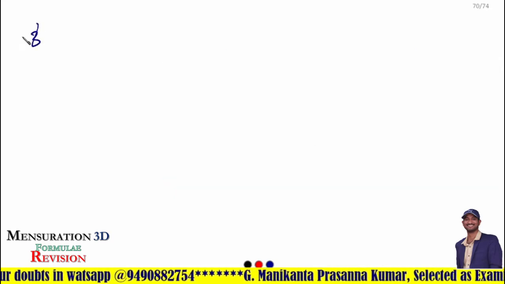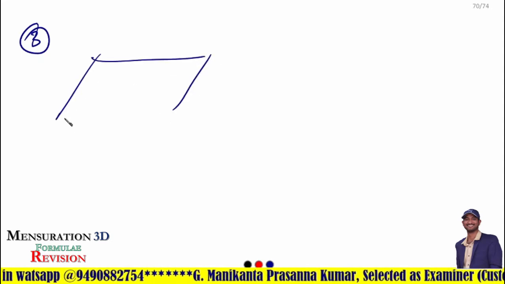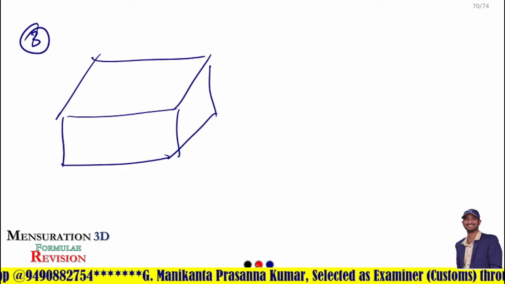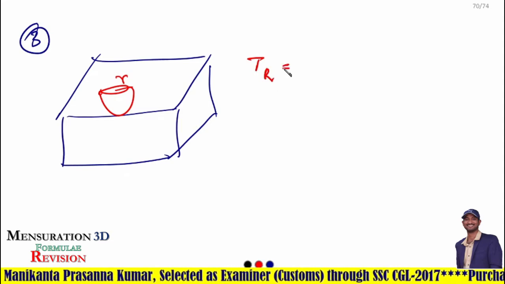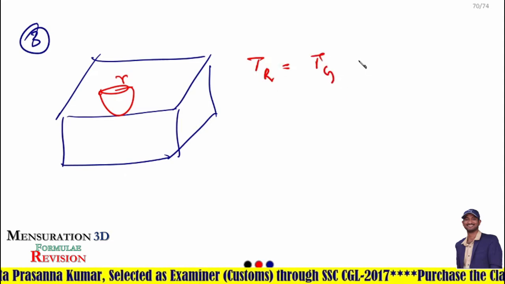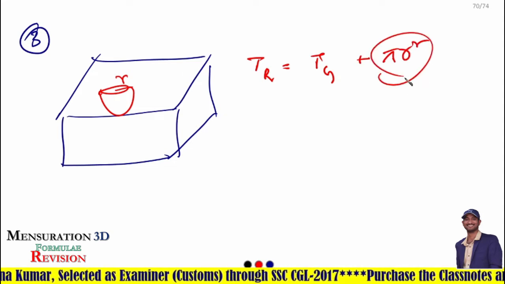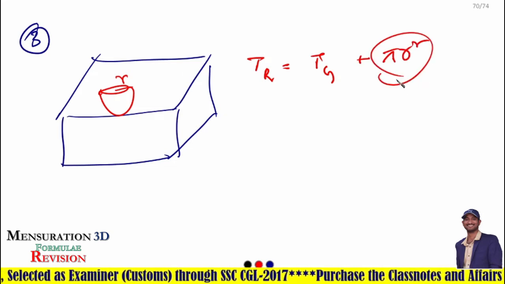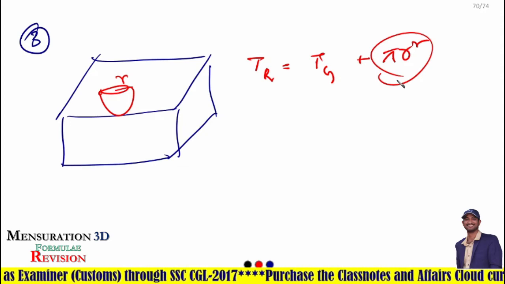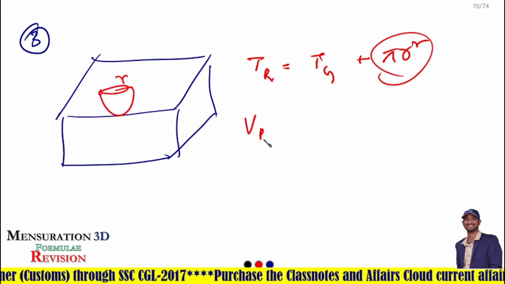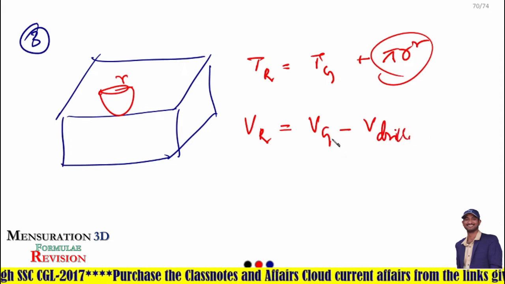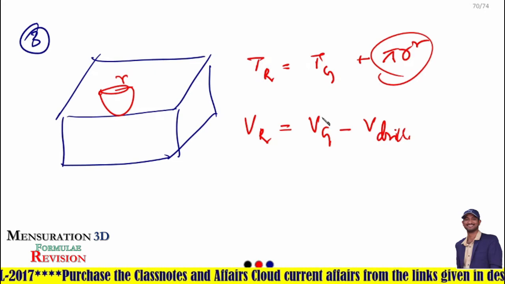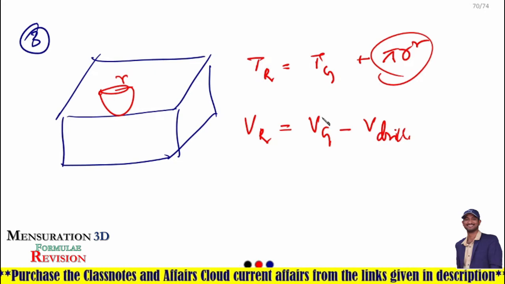Next, third one. Suppose from a given solid, a hemisphere of radius R is drilled out, then the total surface area of the remaining solid is equal to the total surface area of the given solid plus pi R square. Extra how much? Pi R square is the extra surface area you will get. That's it. What about the volume of the remaining solid? Volume of the given solid minus volume of the drilled solid. So these 3 points you have to remember in case of removal of solid figures.